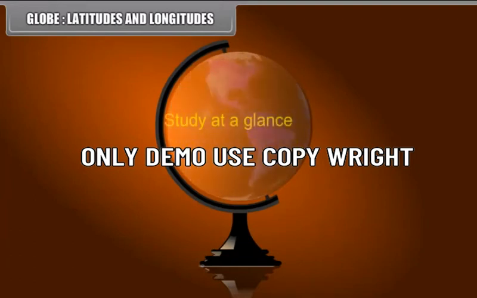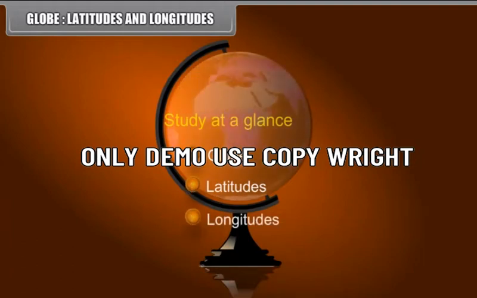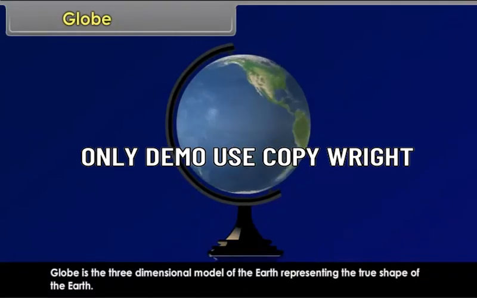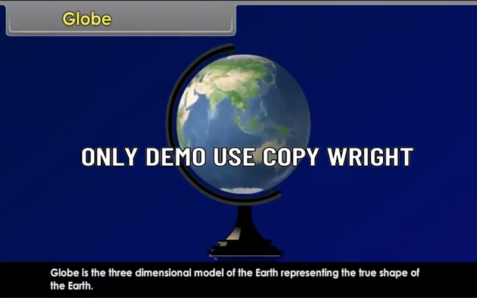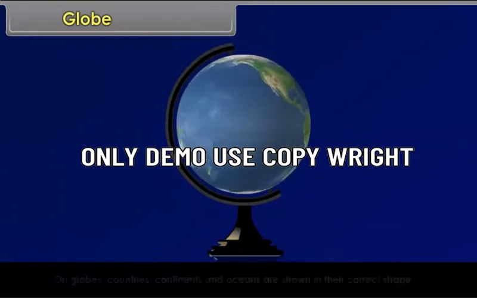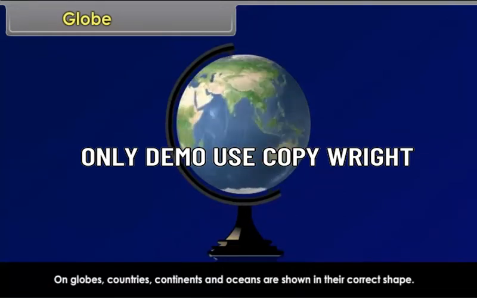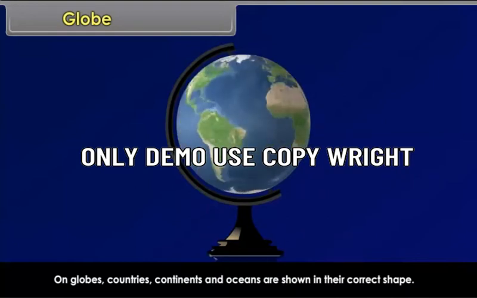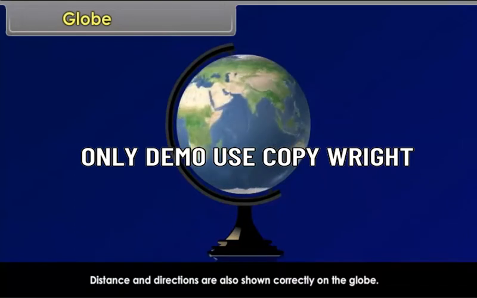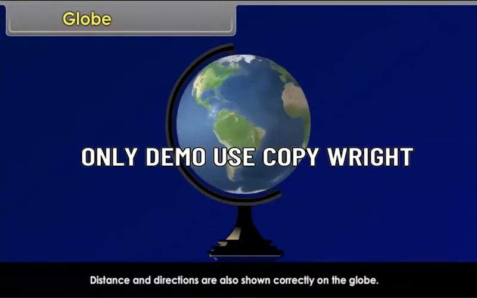Study at a glance. Globe, latitudes, longitudes. Globe. Globe is the three-dimensional model of the Earth, representing the true shape of the Earth. On globes, countries, continents and oceans are shown in their correct shape. Distance and directions are also shown correctly on the globe.